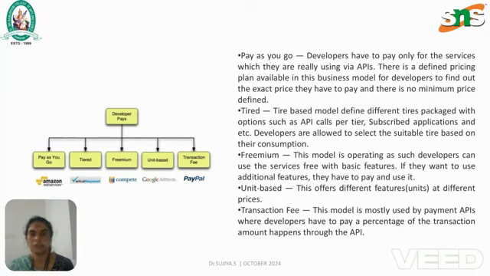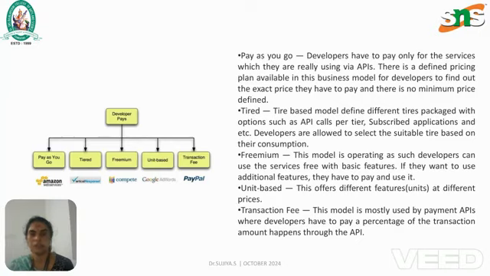Tiered is a tier-based model that defines different tier packages with options such as API calls per tier, subscribed applications, etc. Developers are allowed to select the suitable tier based on their consumption. Freemium is a model where developers can use the services free with basic features. If they want to use additional features, they have to pay. Unit based offers different features at different prices. Transaction fee, this model is mostly used by payment APIs where developers have to pay a percent of the transaction amount that happens through the API.